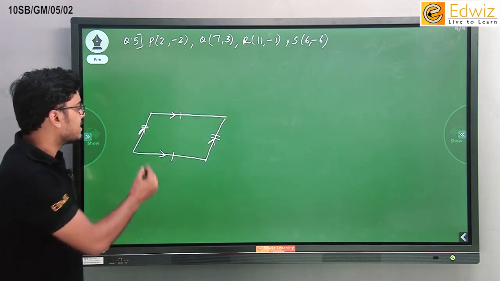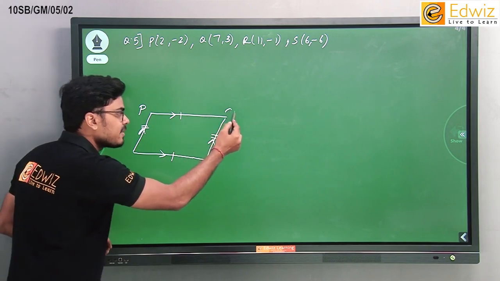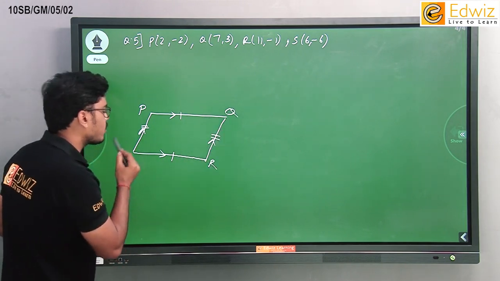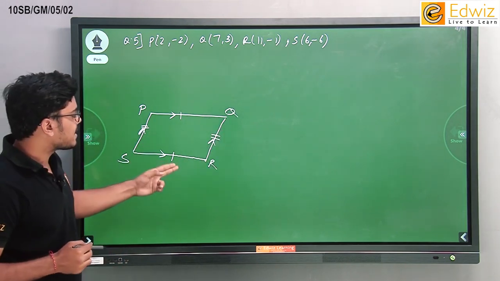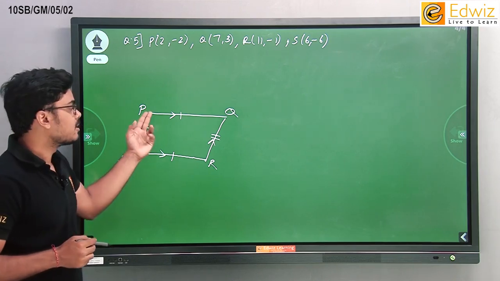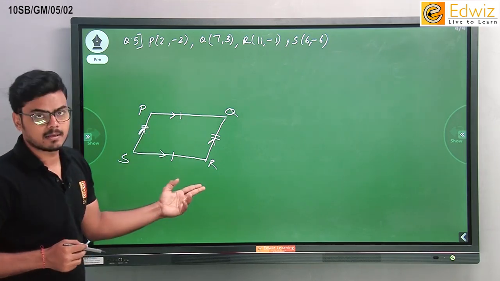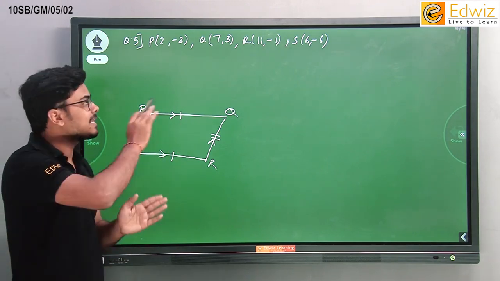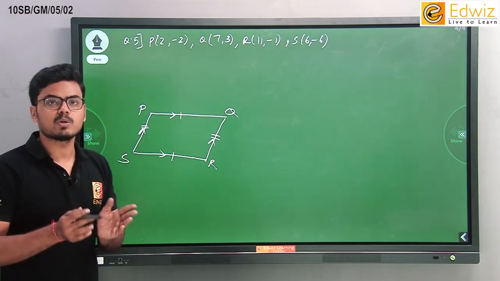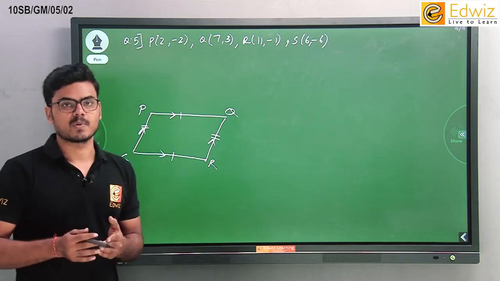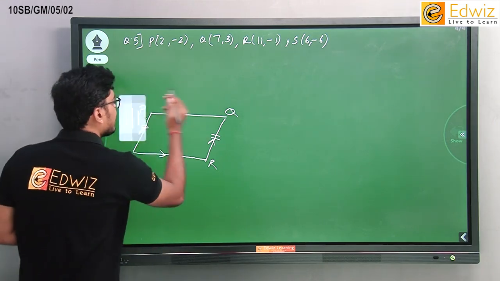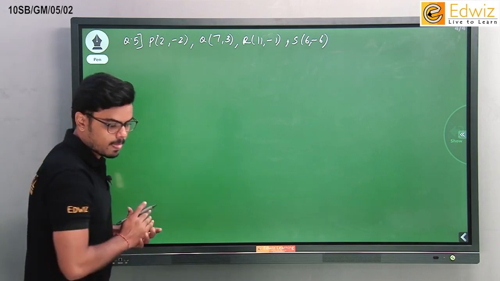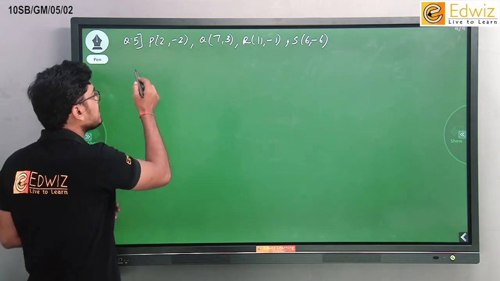So suppose we take this same diagram for reference, it will look something like this, and the parallel sides should come out equal. So PQ should be equal to RS, and PS should be equal to QR, and the points can be in any sequence. We will see which 2 sides come out equal. Let us see whether it makes a parallelogram or not. So first we'll find out distance PQ.